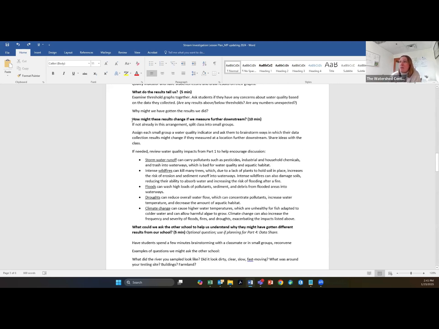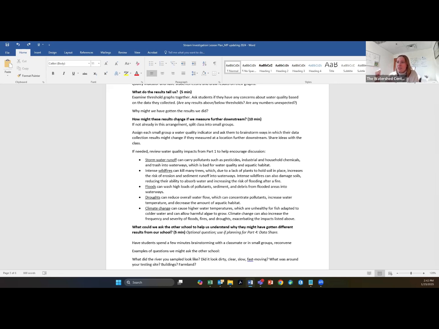And then, once we think about what the results tell us, we'll think about how that might change as we move either further downstream or further upstream. It's easiest in a lot of cases for students to think about the relationship downstream. So, as we move through more communities, through more of the built environment, what are some of the ways that we think these results will change?